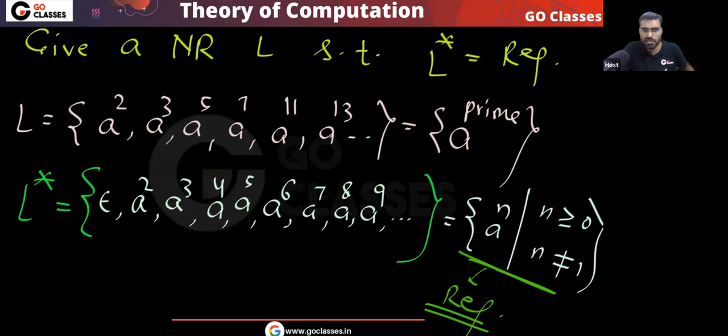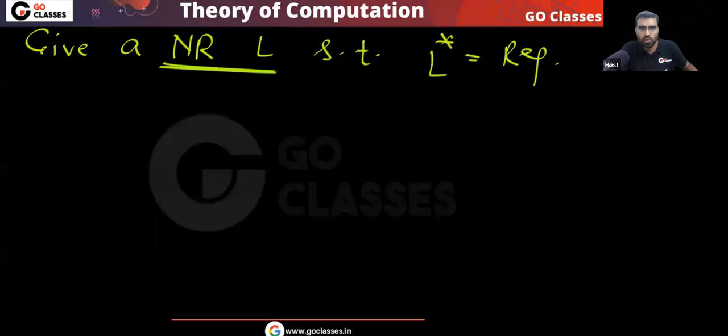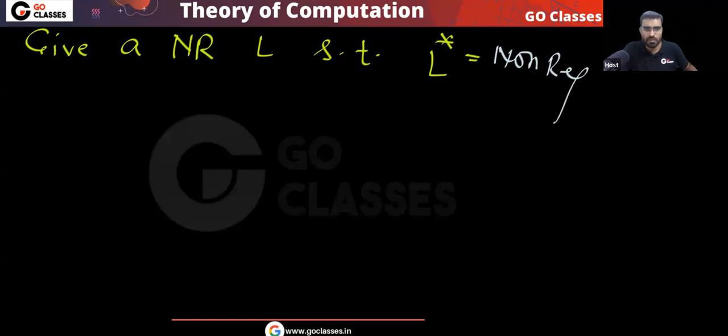So I hope this point is clear. So quite easily you can see, give a non-regular language L whose star will be regular. We have done it. Now give me a non-regular language L whose star will be non-regular.